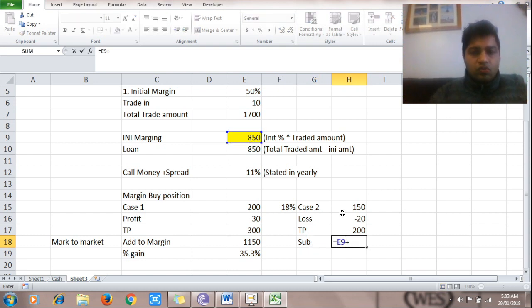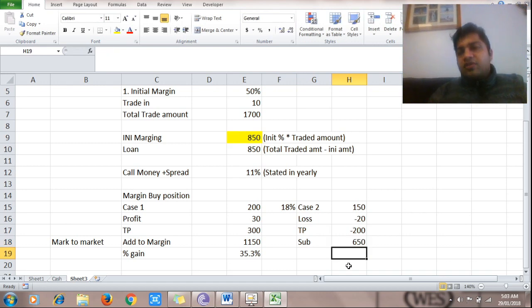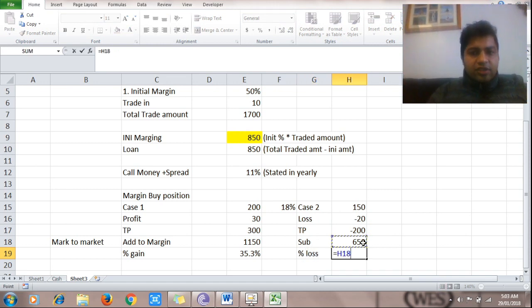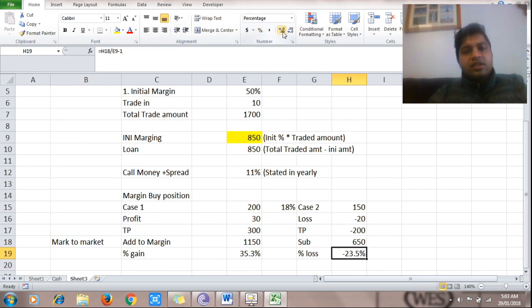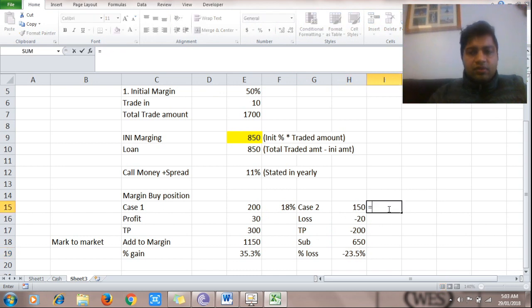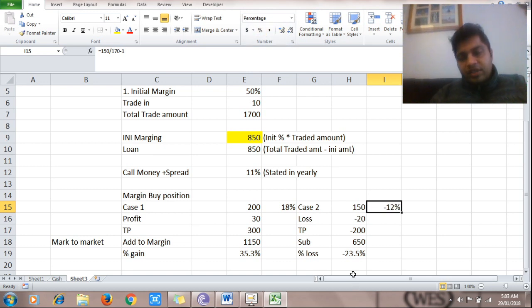So your margin will show $650 in it. So you have a percentage loss now. Percentage loss is 650 is the amount that you have. You deposited 850 minus 1. So you lost 23% of your margin. If you would have traded in cash, the stock was at 150, you bought it at 170, so you would have lost only 11%, while in margin trade you lost somewhere around 24%.